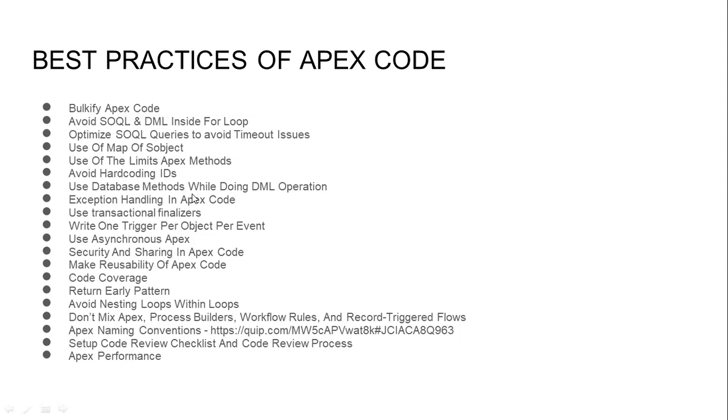Next is don't mix Apex, process builder, workflow rules, and triggered flows. The nutshell is, don't have multiple automations on the same object through multiple mechanisms. If you're writing a trigger, stick to that. If you're using flows, stick to that. The more automations you write on an object, the more chances you would get timeout kind of errors. And record locking will also increase if the code is not written in the proper way.